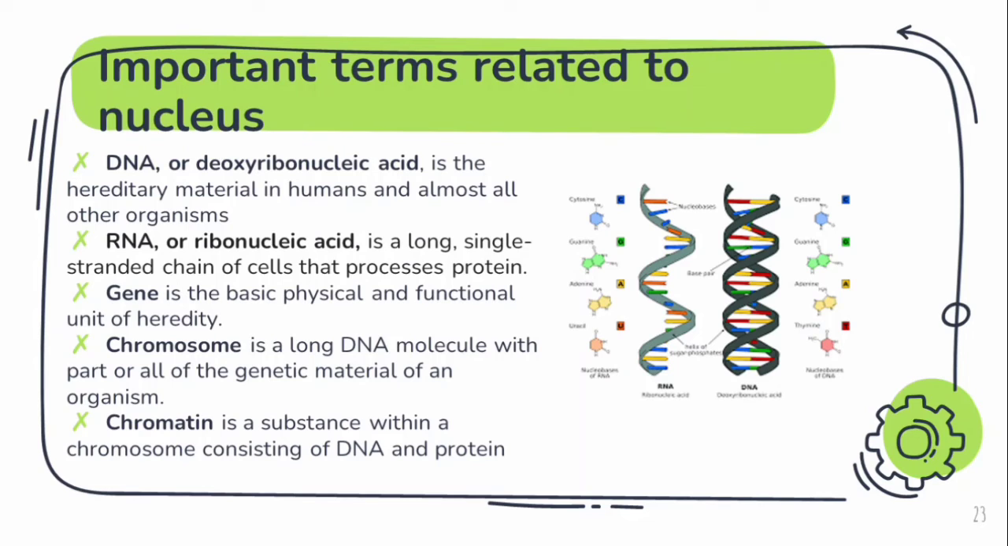A chromosome is a long DNA molecule with part or all of the genetic material of an organism. The chromatin is a substance within a chromosome consisting of DNA and proteins.